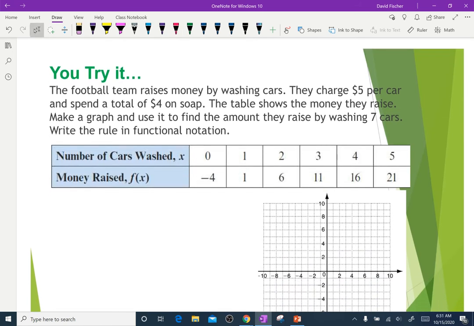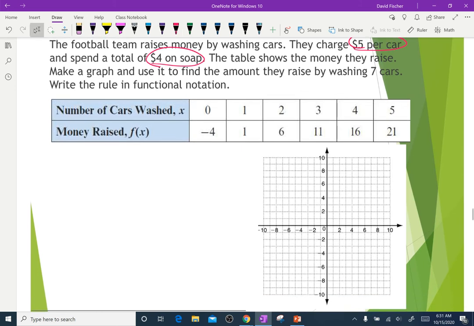Here's our last one, word problem. The football team raises money by washing cars. They charge $5 per car, and they spend a total of $4 on soap. So I want to circle 2 things that are important so far. The table shows the money they raise. Make a graph and use it to find the amount they raised by washing 7 cars. Write the rule in function notation. There's a rule in function notation, so that means when they write it, I don't want to write a y, I want to write a f of x. Okay? All right.